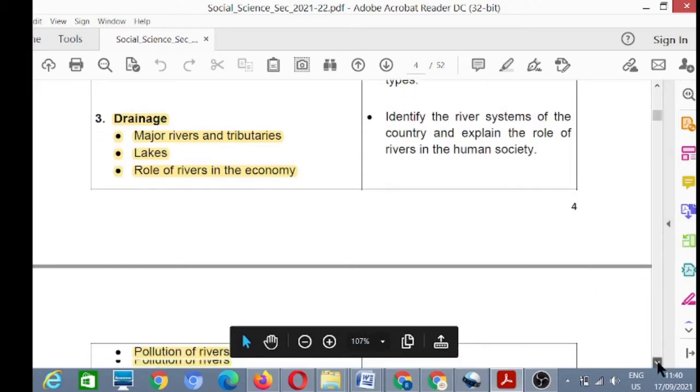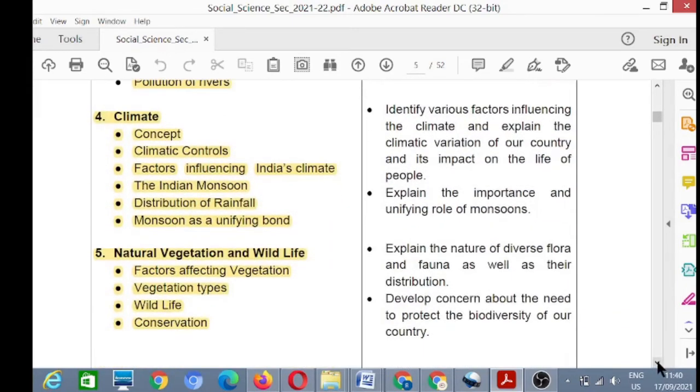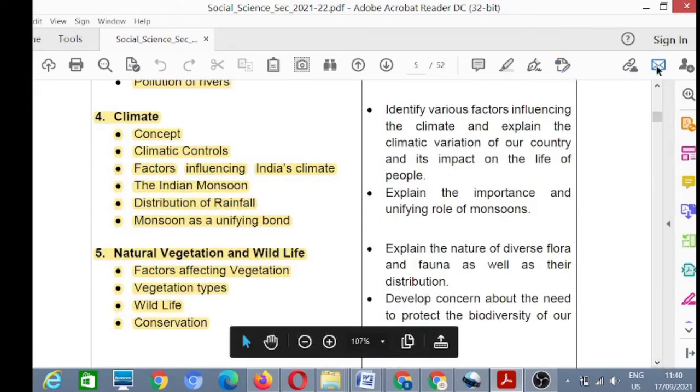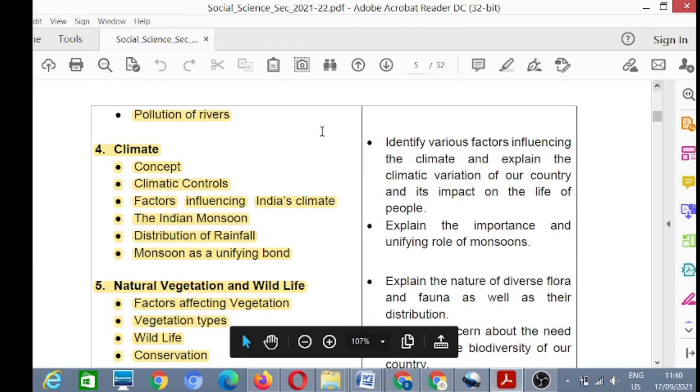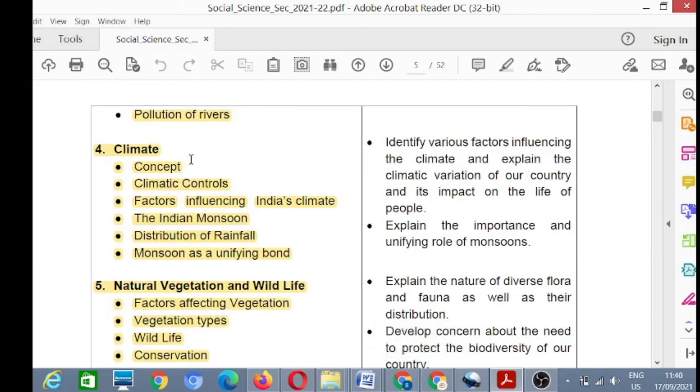Next is pollution of rivers. So this was related mainly to rivers and lakes. Now next is the climate of India. Concept, then climatic controls, then factors influencing India's climate, then the Indian monsoon. The Indian monsoon is responsible for rain.